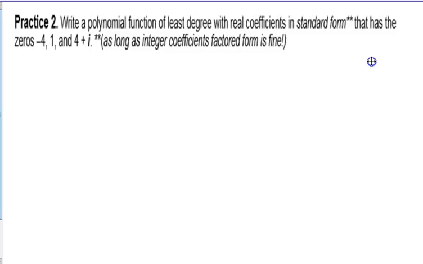All right, more practice. I'm going to teach you the shortcut. This says write a polynomial function of least degree with real coefficients in standard form that has the following zeros. There's a negative 4, then there's a 1, and then there's a 4 plus i. Can it be degree 3?